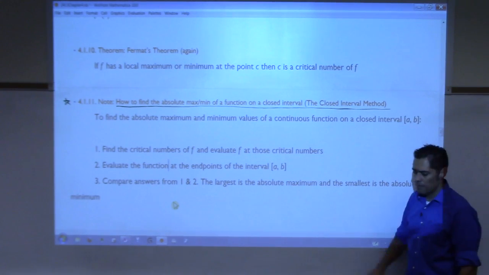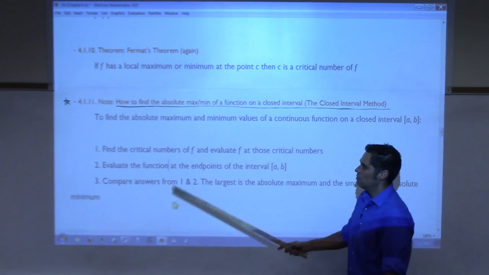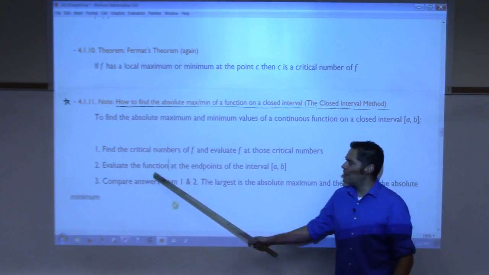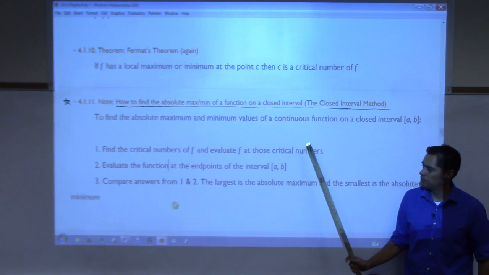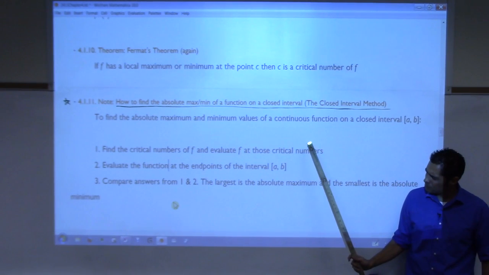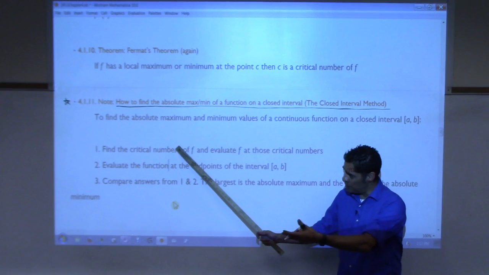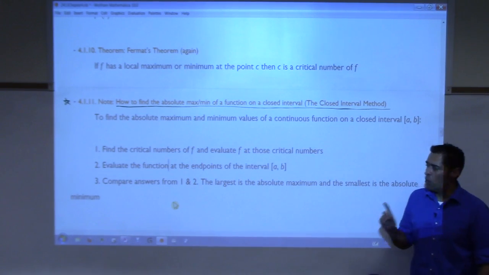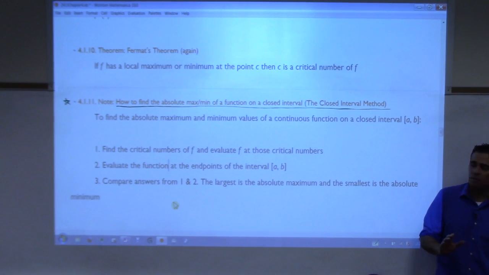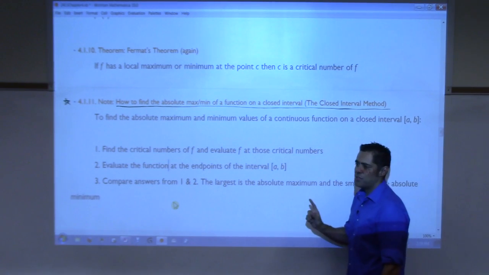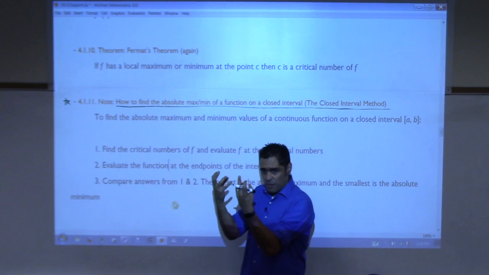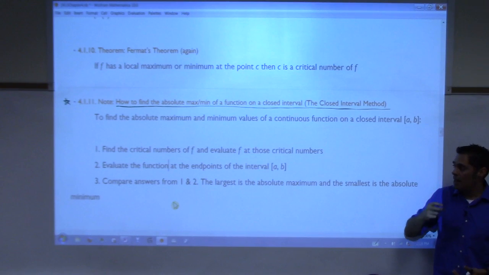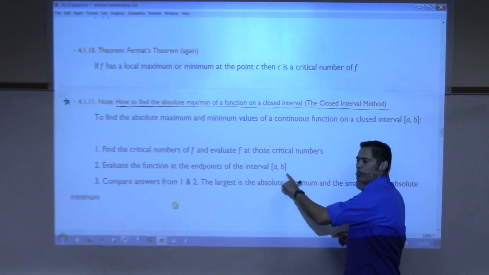What we will do is we will first make sure it's a continuous function on a closed interval. Then we will find the critical numbers of the function. What are the critical numbers? Wherever the derivative is 0 or does not exist. We will have to figure out where that happens. Once we actually find those, we're going to plug those numbers into the original function. And then we're also going to plug the endpoints into the original function.